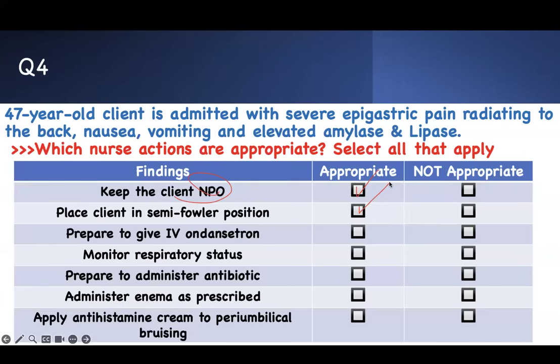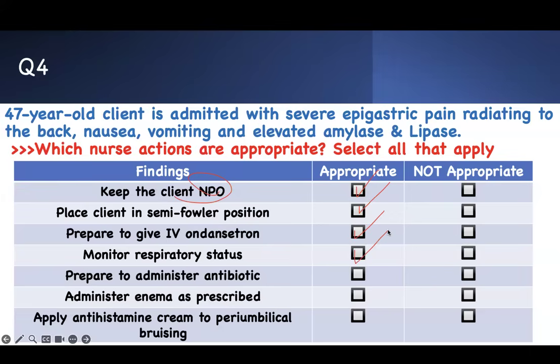Prepare to give IV Dancetrol. The patient has what? Nausea, vomiting. You don't want to give anything by mouth, so IV form is better. Monitor respiratory status. These patients usually need too much fluid and the priority problem is a respiratory problem. Therefore, monitor that.